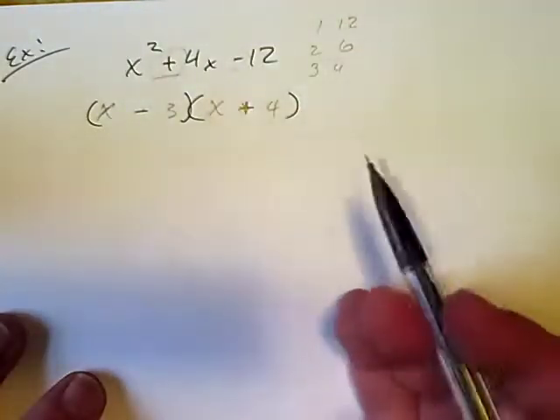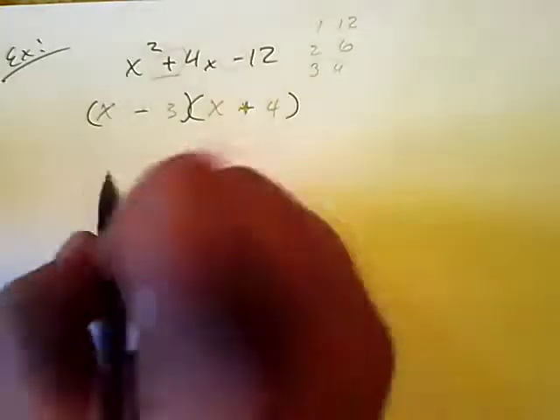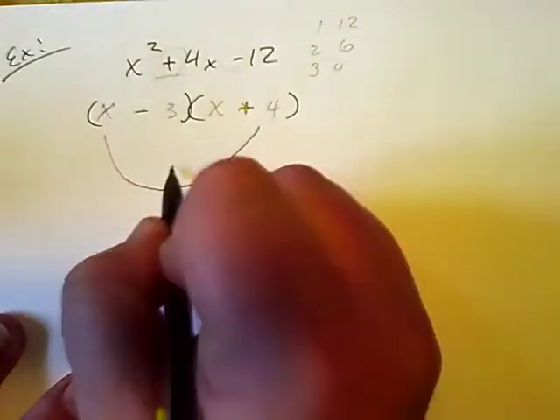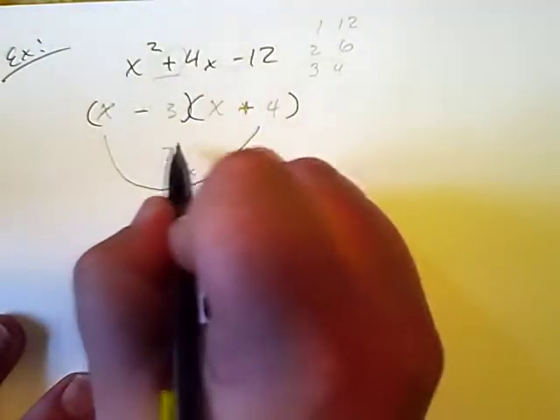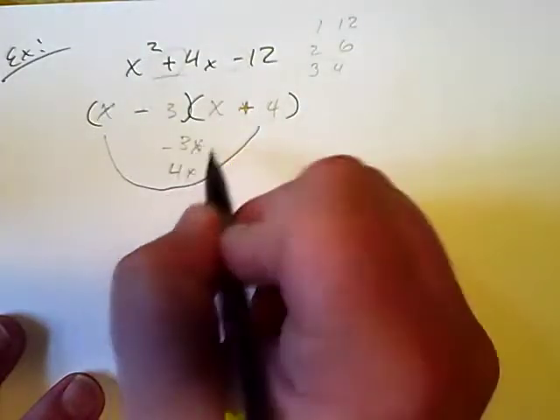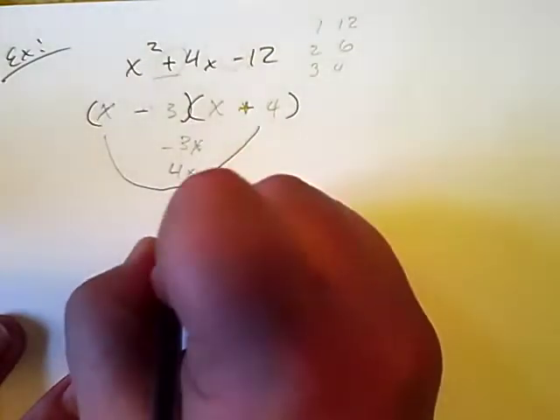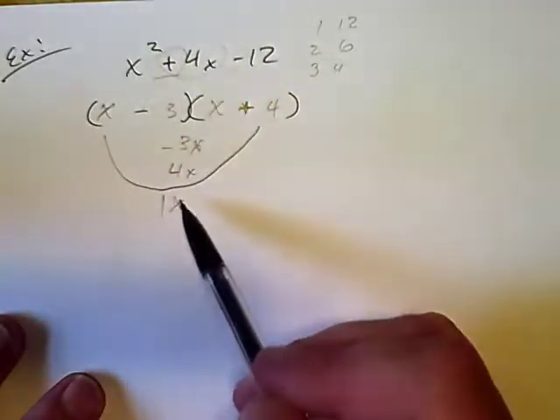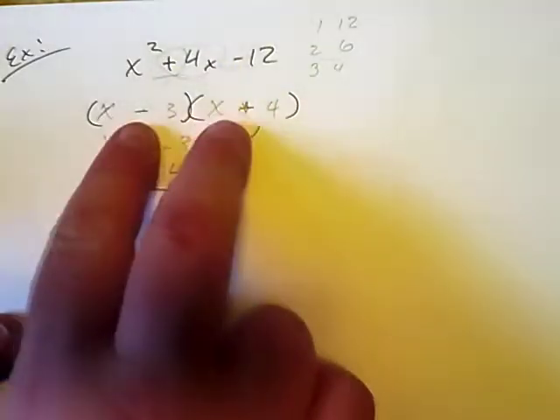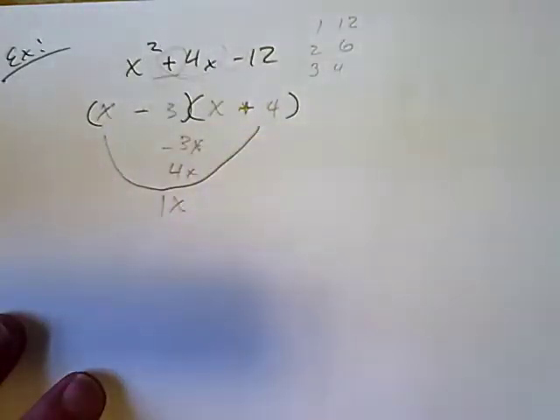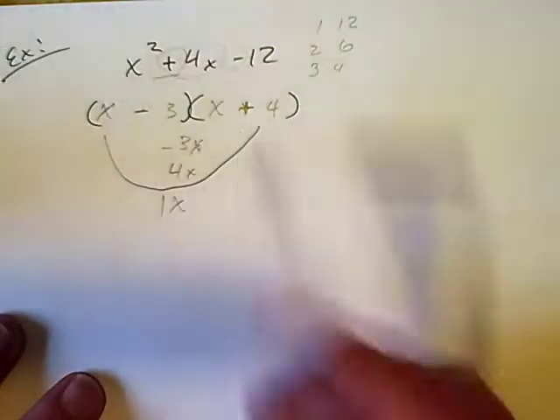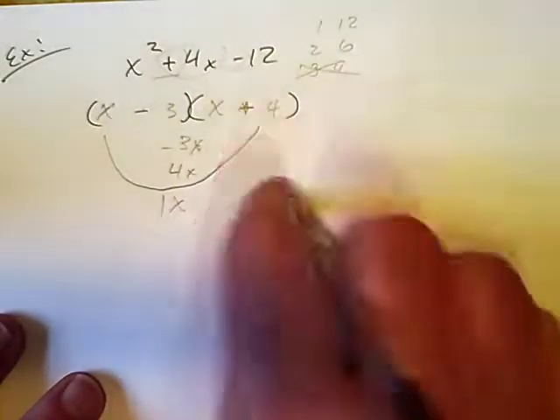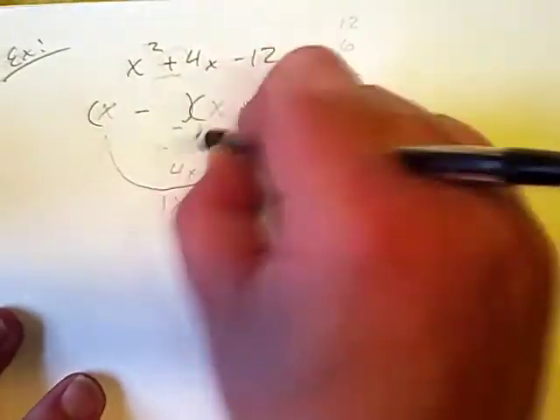Now I've made a guess. Now I need to check. So x times 4 is 4x. Negative 3 times x is a negative 3x. Negative 3x plus 4x is just a 1x. Well, that's not going to get me there. All right, so I could switch my signs around, but I already know that breaks my second sign rule. So the only other option now is to switch my numbers.